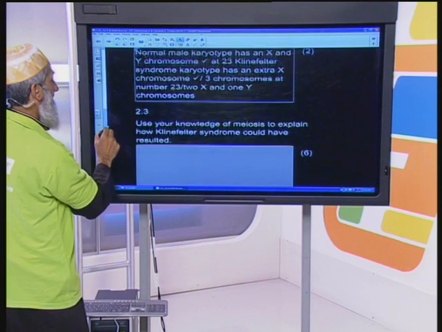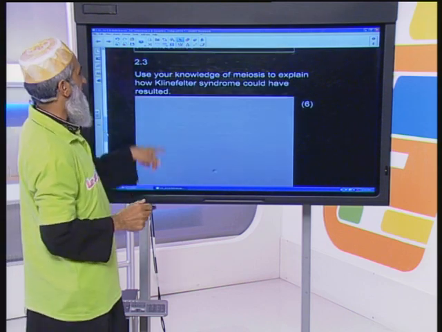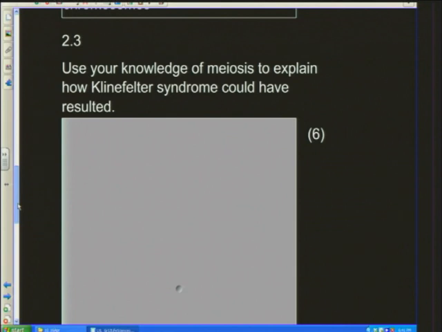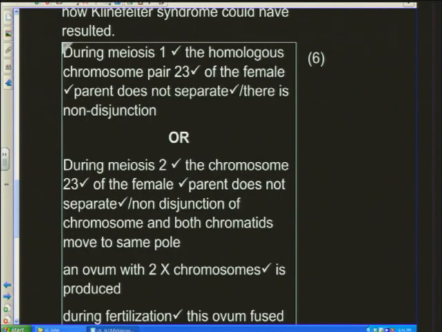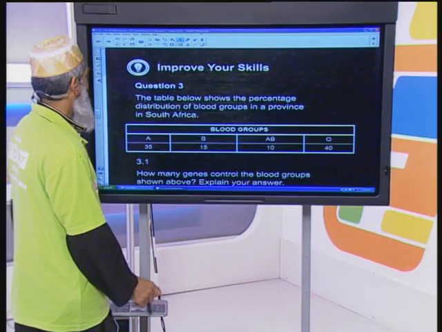Okay? And the last one: use your knowledge of meiosis to explain how Klinefelter syndrome could have resulted. Now, this question is not about Klinefelter, it's about the meiosis. And what do we do there? We talk about non-disjunction. Let's move on, guys.